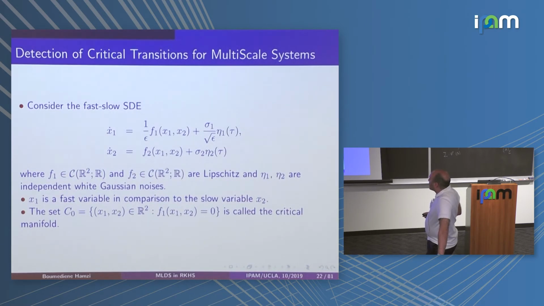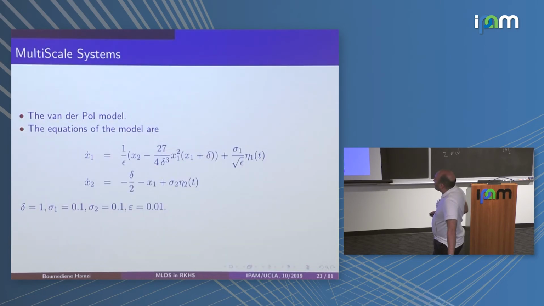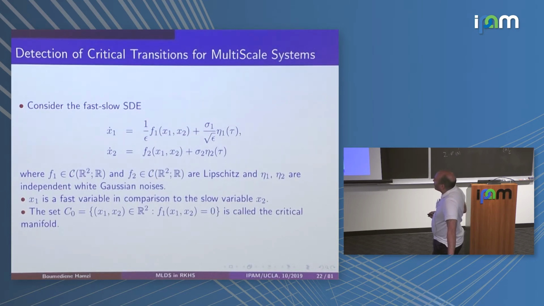Okay, so let's apply these tools to dynamical systems. First we are going to talk about the problem of detecting critical transitions in multi-scale systems. Here we are going to consider 2D fast flow SDEs, which have the following form. There is a critical manifold that is defined by f1(x1, x2) equal to 0. Here we are going to focus on this particular example, but we have a theory for this entire class of systems where we can show that the MMD is maximal at the critical point.